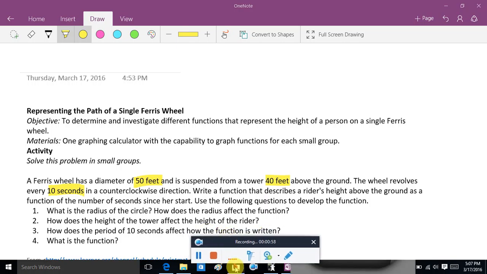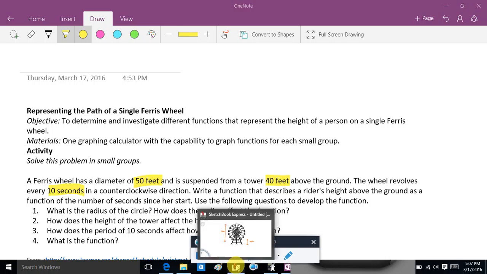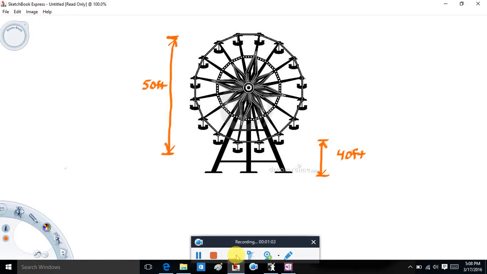So let's just look at a diagram. In the problem it said the diameter of the Ferris wheel was 50 feet and the height that the Ferris wheel was suspended above the ground was 40 feet. So we want to develop a function that tells us the position of the Ferris wheel rider, their height, as a function of time. So we know in our equation we're going to need time.